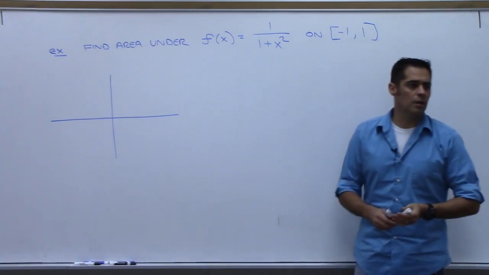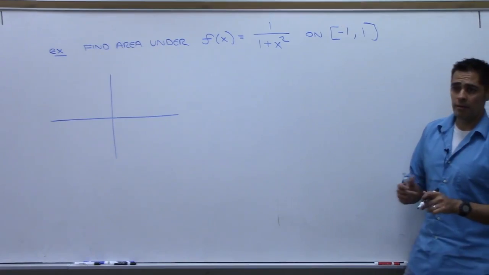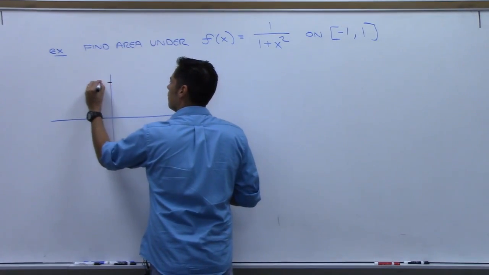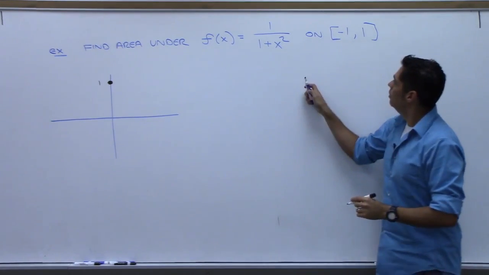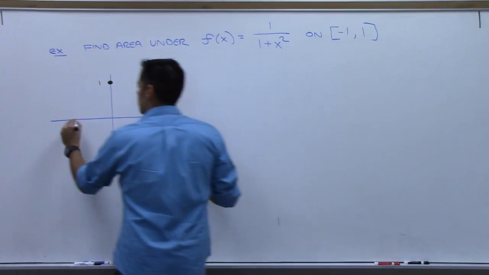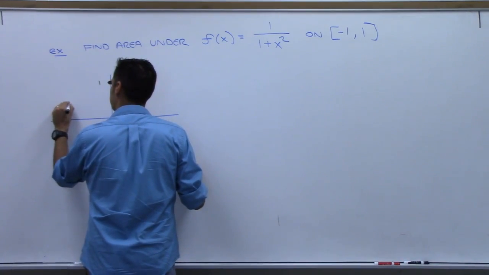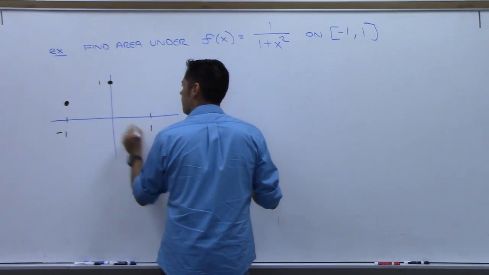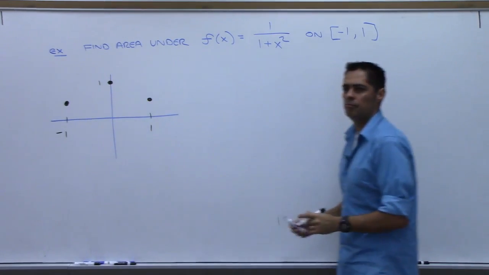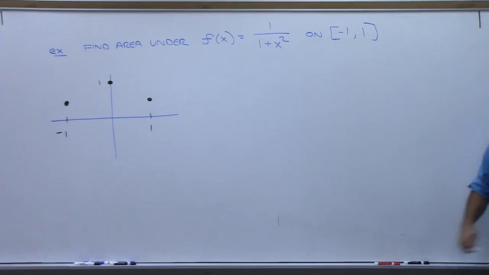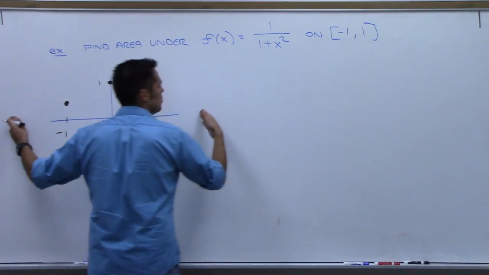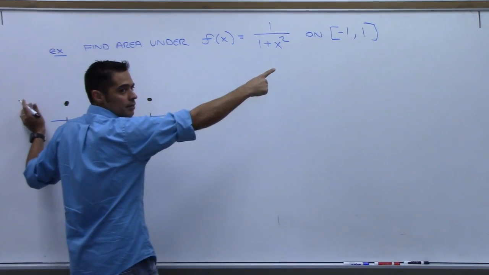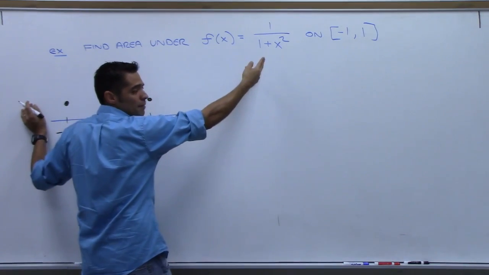What's the value of the function at 0? 1? What's the value of the function at -1? 1/2, right? So at -1, I'm at 1/2. And what's the value of the function at 1? 1/2 again, right? Should we get another one, or do you think that's enough? What do you think it does? Yeah, let's try something else. Let's not go to 2, because 2 is outside of our interval. But if you did do 2, what would it be? 1/5? Yeah. So it'd be smaller.